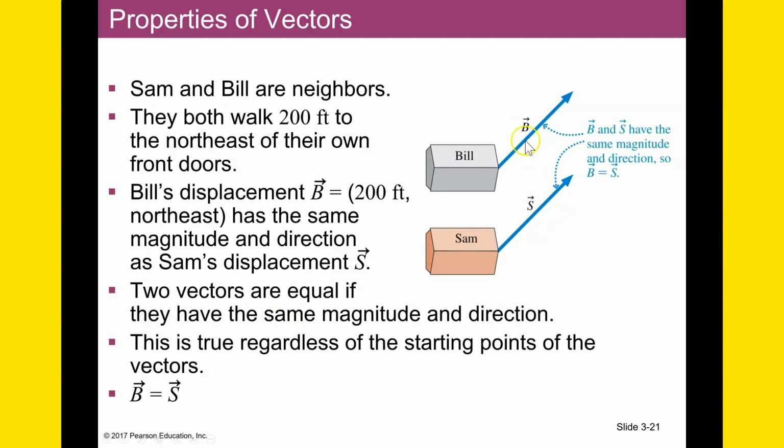It doesn't matter that they're in two different places. You can slide these vectors anywhere you want them. You could slide B down here to S, or slide S up there to B, and they would be right on top of one another, as if they were the same vector. And so they are the same equivalent vectors.